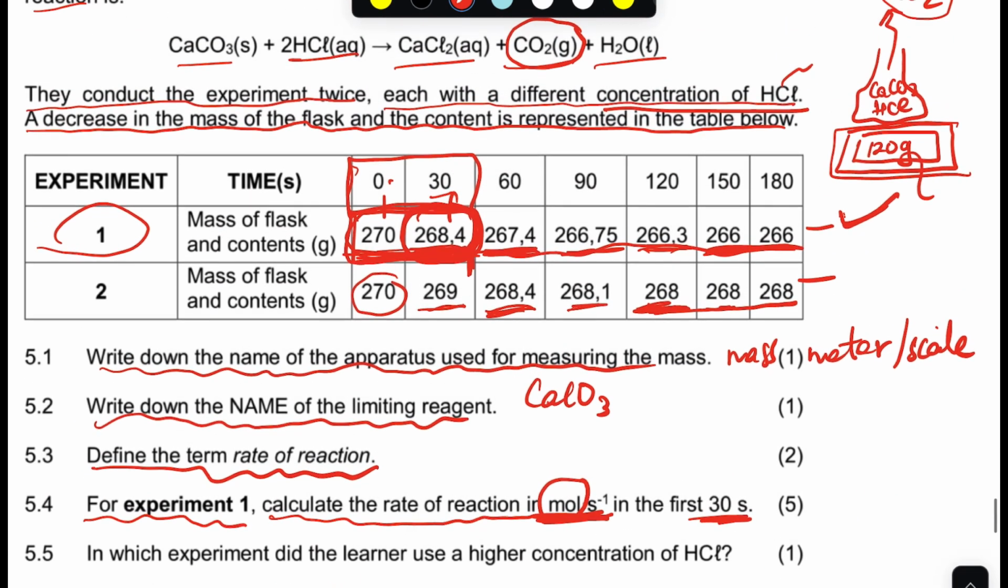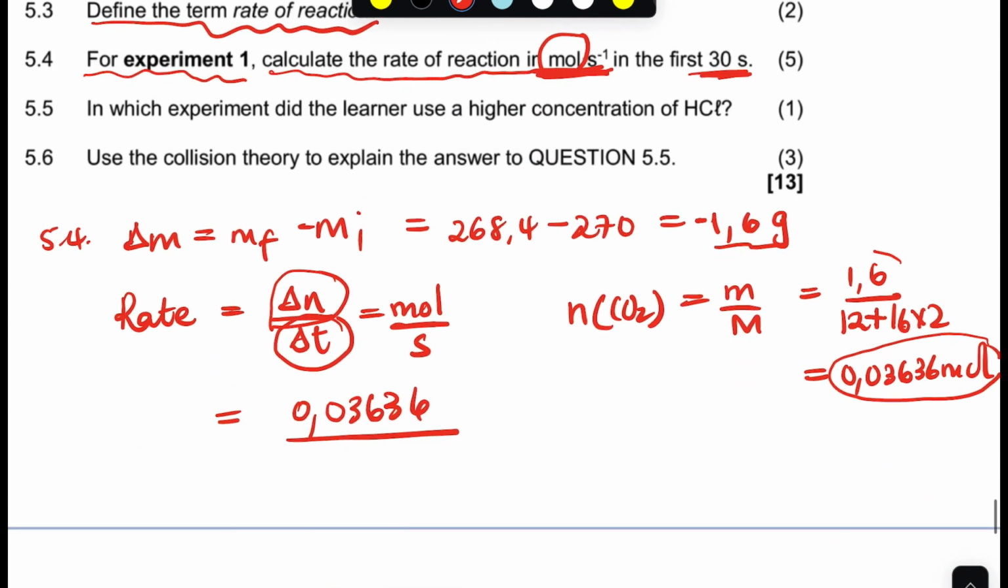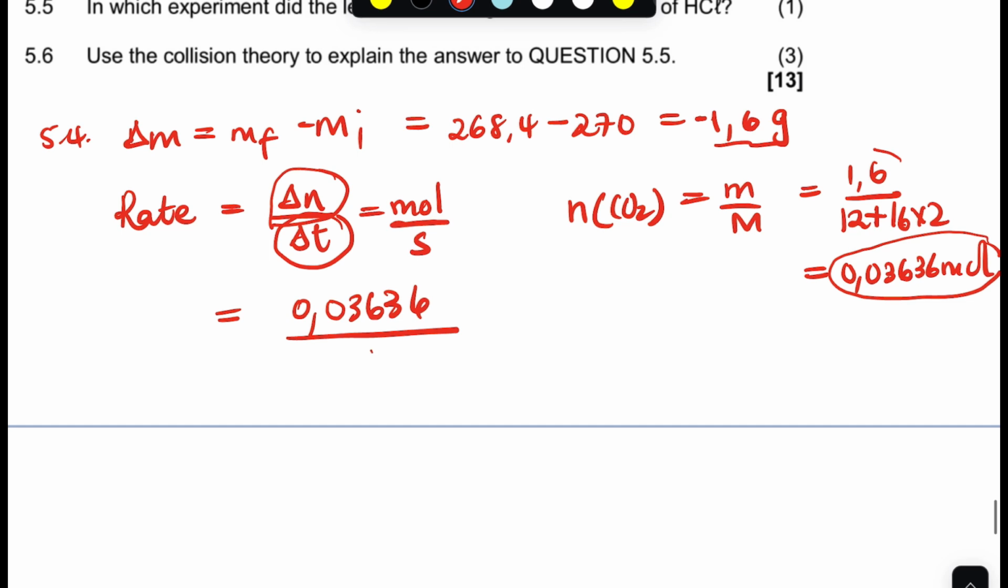What is the time there? It's the 30 seconds. From there to there, it's 30 seconds. So we divide by 30. When you punch that in the calculator, the answer is going to be 1.21 times 10 to the power negative 3 mole per second.